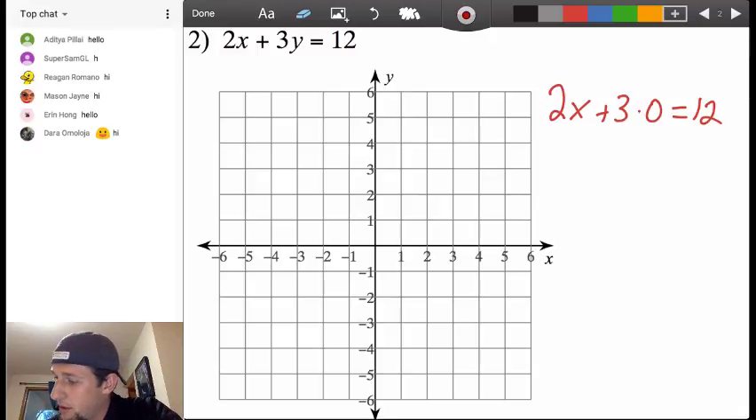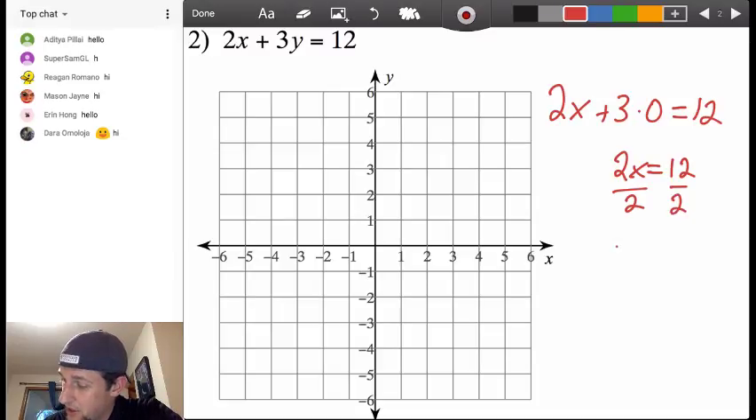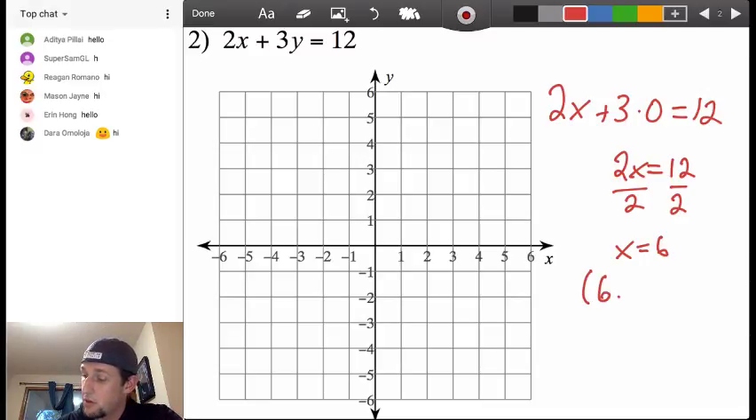But the big thing is that our x-intercept is not 2. I divided by 2 and I get 6. So my x-intercept equals 6. And we can turn that into an ordered pair, right? 6 is what I got for x, 0 is what I plugged in for y. That would be an ordered pair. So I plot that. It's right here on the x-axis.